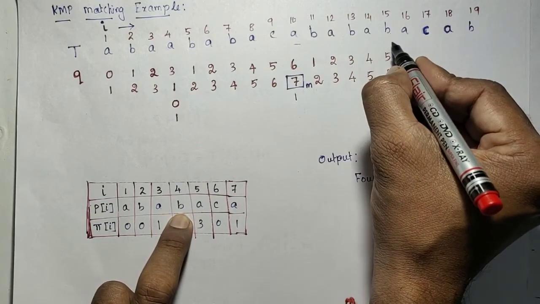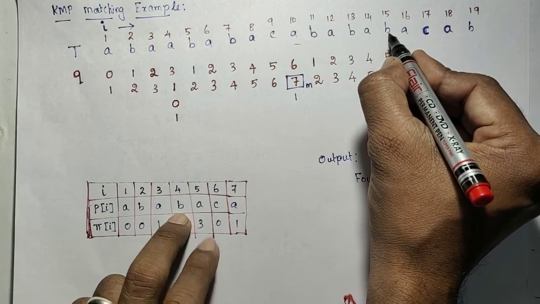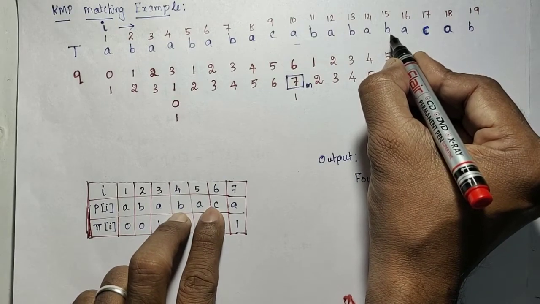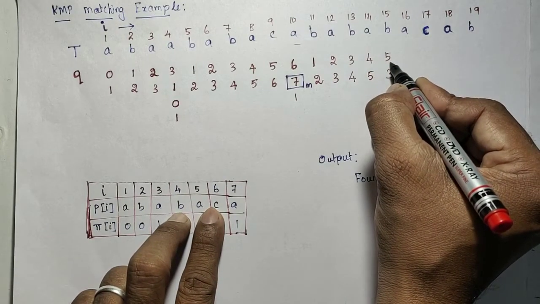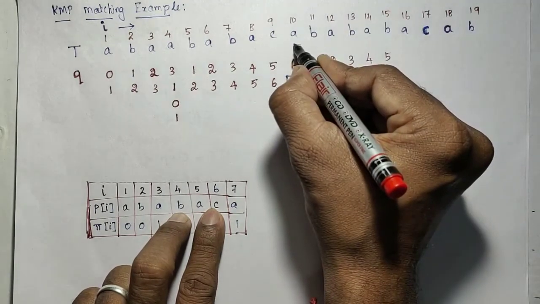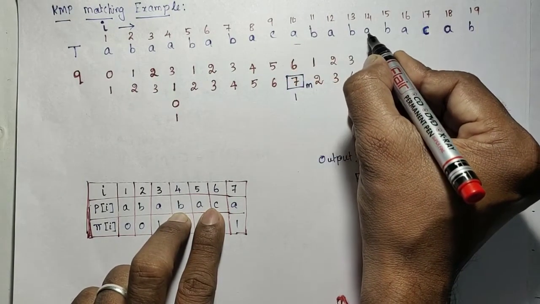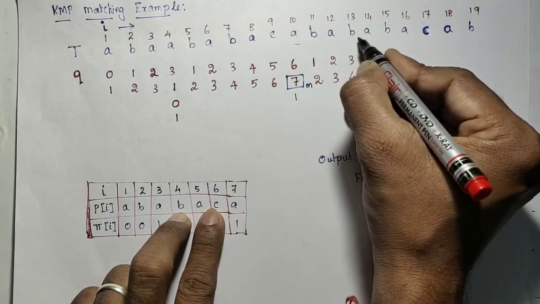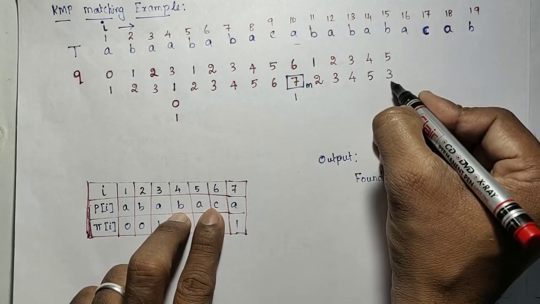So we are comparing the B with the 6th character, which is not matching. So we are restoring the Q to pi of Q, that is a 3. It means that in the last 5, the last 3 alone are matching. Like that we are obtaining.